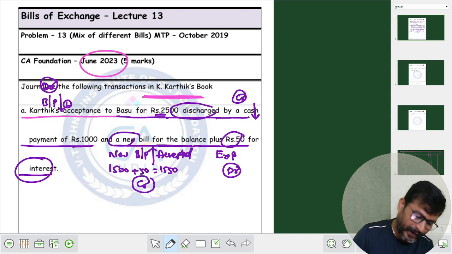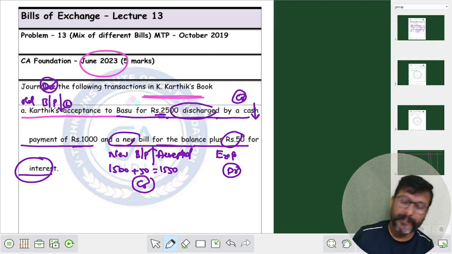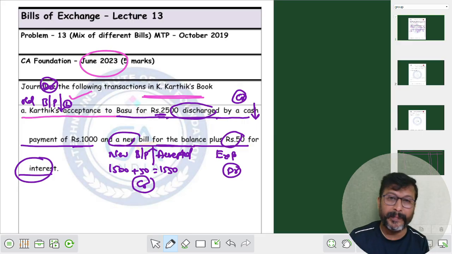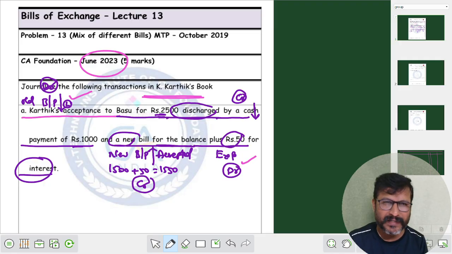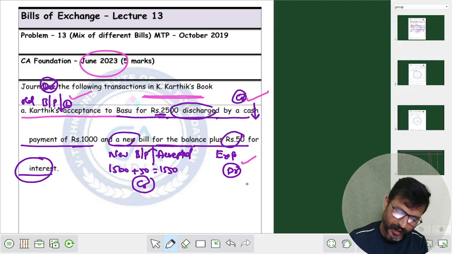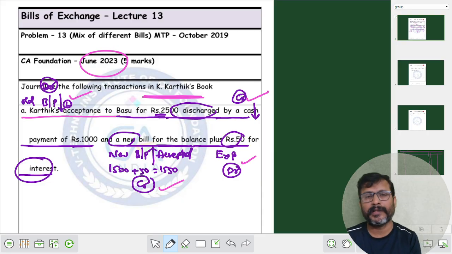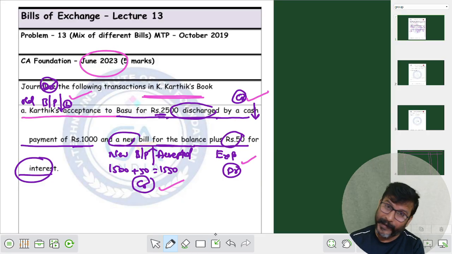This is your BP, right? I call it the old BP. Now your journal entry will be: old BP account debit, expenses account called interest account debit, to cash account, to new BP account. Did you understand? Old BP discharged, old BP account debit, interest account debit as expenses, to cash as cash decreased, credit, payment is made, new BP accepted, credit.